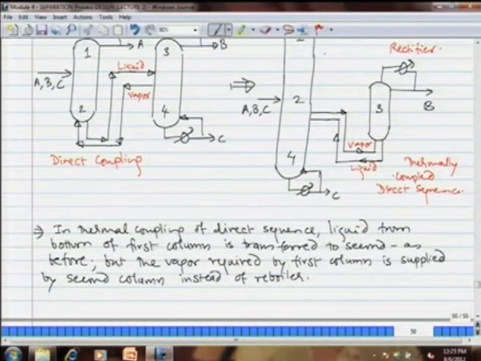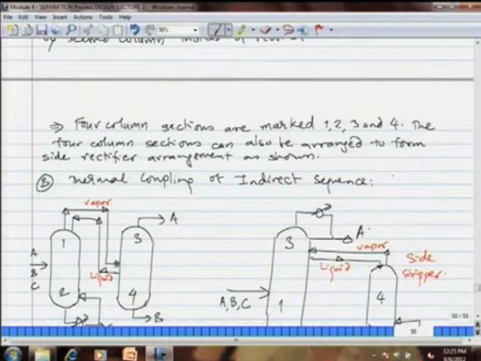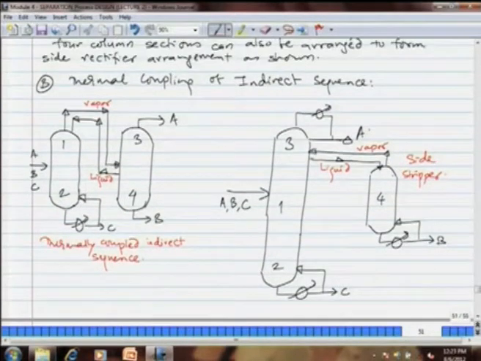This particular arrangement takes off B, the middle product, as the top product or the distillate product. So, this column 3 is known as a side rectifier. You can also have a thermal coupling of the indirect sequence. Now, that is being shown on your screen. Column 1 and column 2, again column 1 divided in two parts 1, 2, column 2 divided in two parts 3, 4.